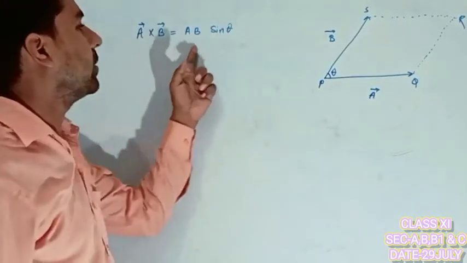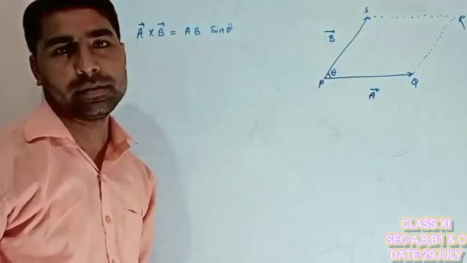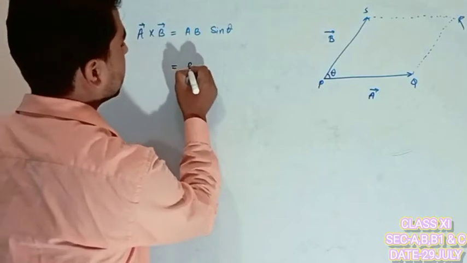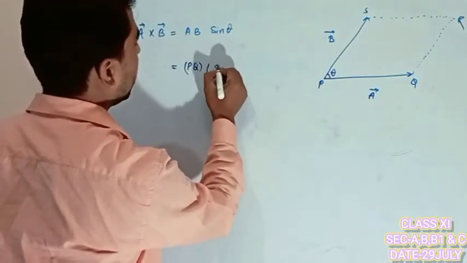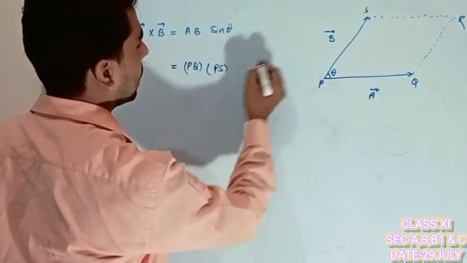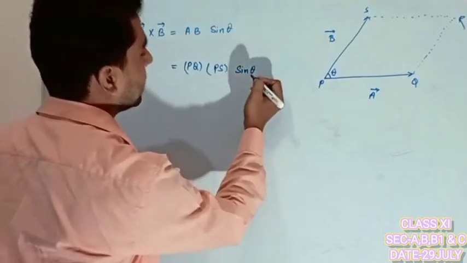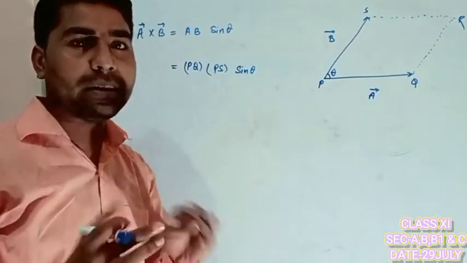So what is A and what is B? The PQ and the PS, the value, the magnitude. So we can also write this one as PQ for A, PS for vector B, means magnitude of B, and sin theta. We are going to convert this into the geometrical interpretation.